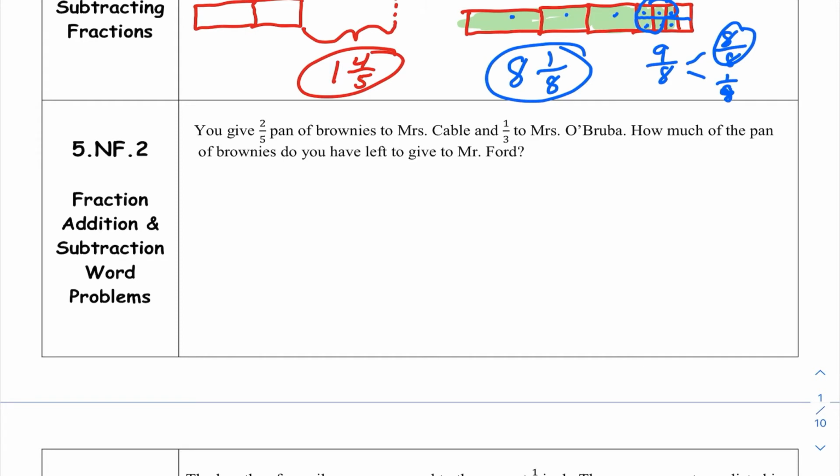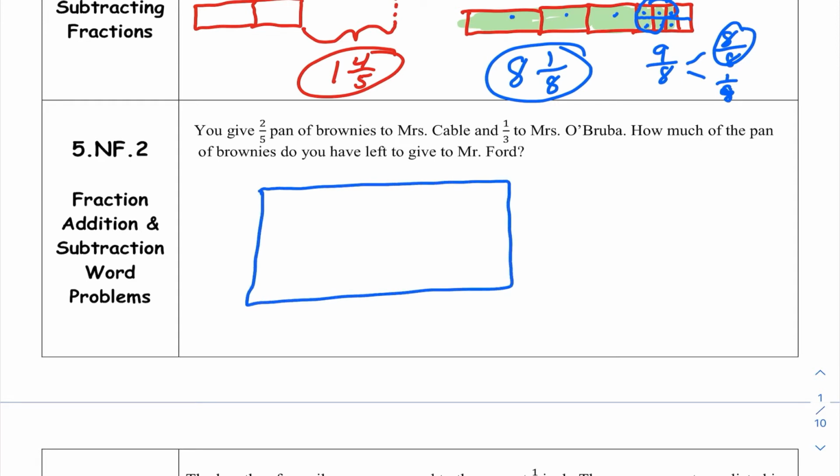I'm going to draw one model kind of showing the brownies, and I'm going to cut it up into fifths so I can figure out how many pieces that Mrs. Cable would get. And I'm going to cut the same pan of brownies, that horizontal, into thirds so I can determine how many Mrs. Abruba would get. So let's go. So I have my pan of brownies. Okay, so first I need to cut this into fifths. So I go 2, 3, 4, 5.